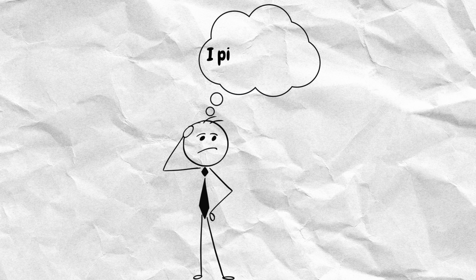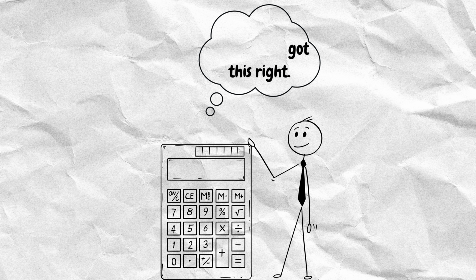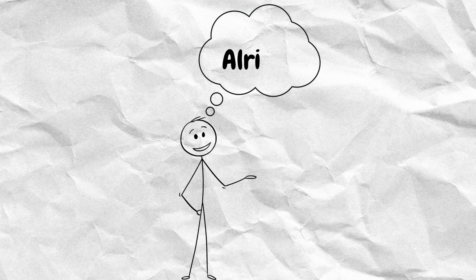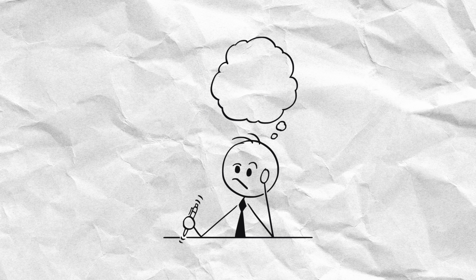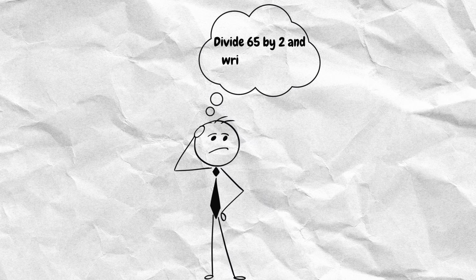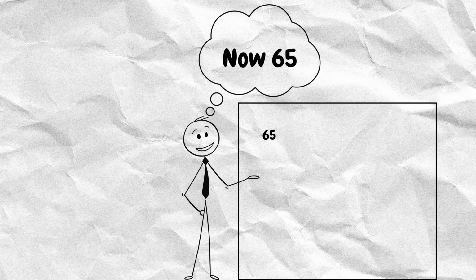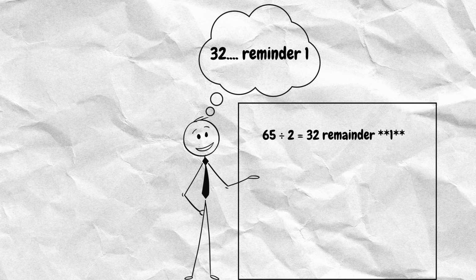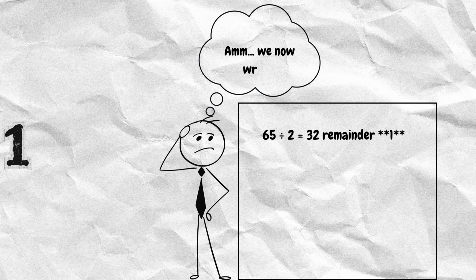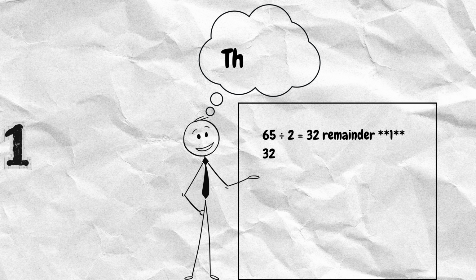Okay, Linus, my turn. I pick 65. Let's see if I got this right. Nice choice, Max. Alright, what's the first step? So I should divide 65 by 2 and write down the remainder. Now, 65 divided by 2 is 32. Remainder 1. We now write 1.